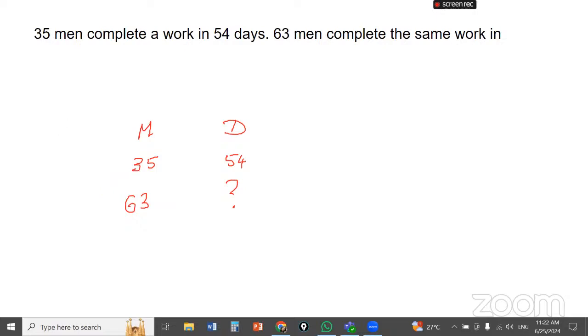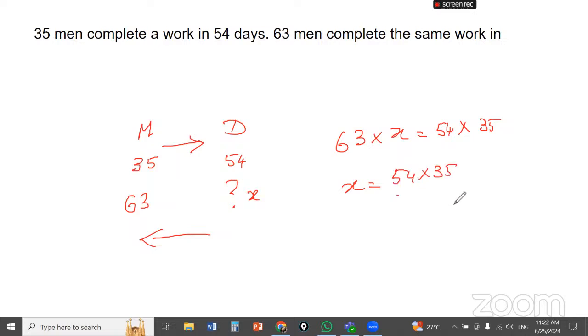So directly we can go for that here. We can take this unknown one as x. A simple way to remember is we can do the multiplication like this. You would have taken direct proportion, but this is indirect. So 63 times x is equal to 54 times 35. That's why I have mentioned this arrow. Remember this arrow. Whatever you have here, multiply like this and the other one. So you get the answer of x: 54 times 35 divided by 63.